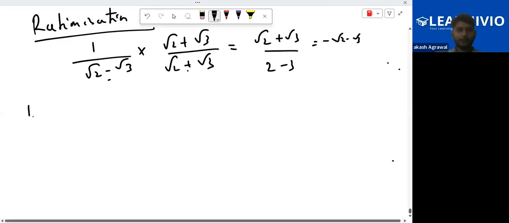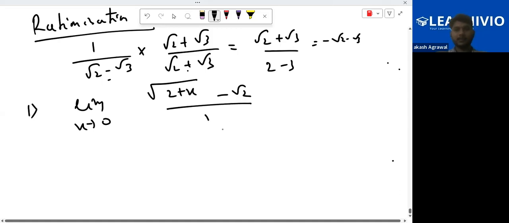Okay, for an example, if we have limit x tending to 0, root 2 plus x minus root 2 upon x. Try to rationalize it and solve the limit.